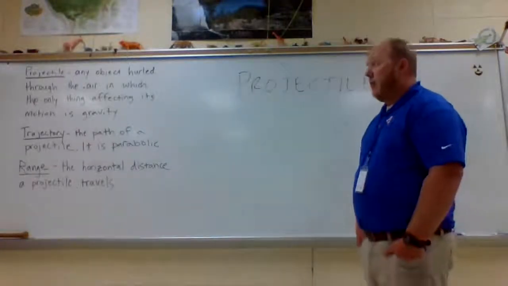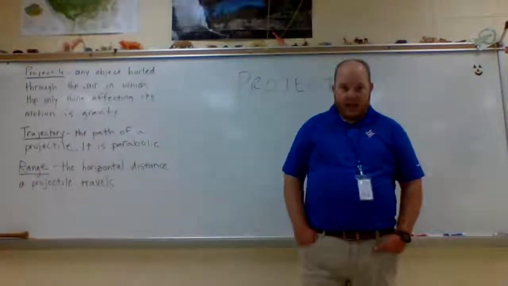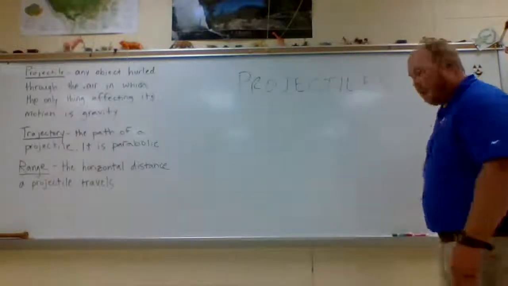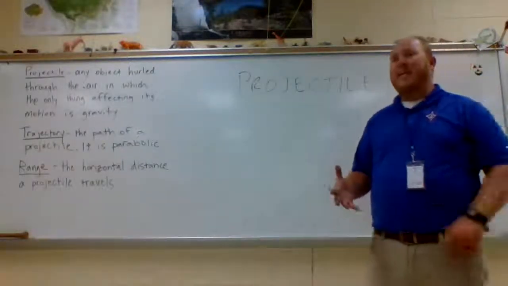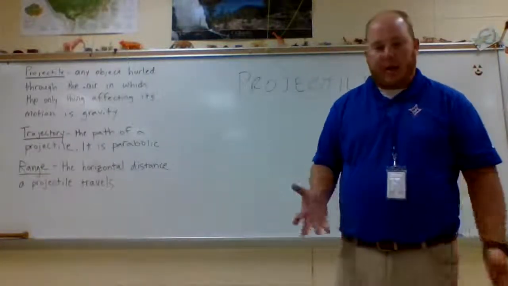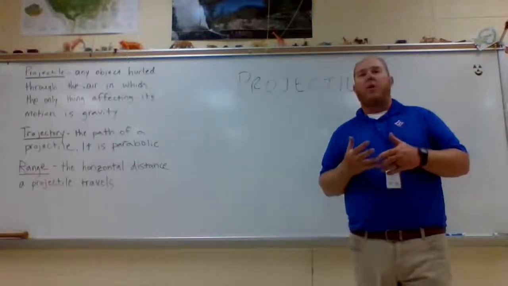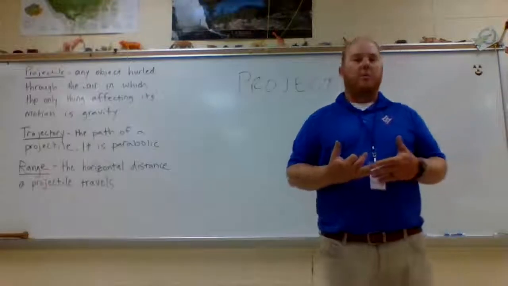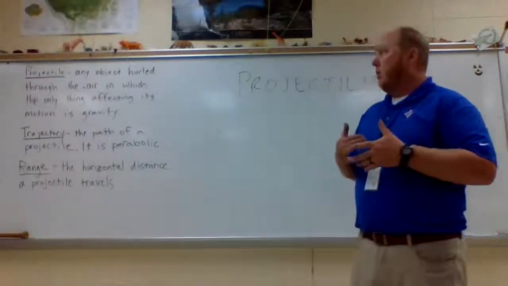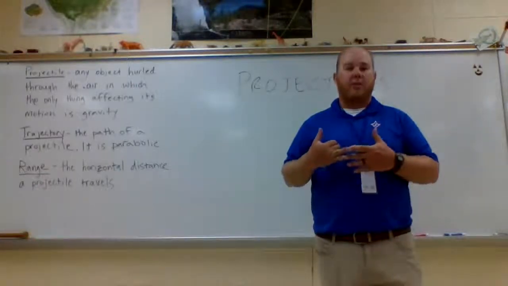All right, so you've written the definitions of a projectile, the trajectory, and the range. Let's talk about each one. A projectile is any object that's hurled through the air, and by hurled I mean thrown or fired, like you fire a bullet from a gun. An object that's hurled through the air in which the only thing affecting its motion is gravity.